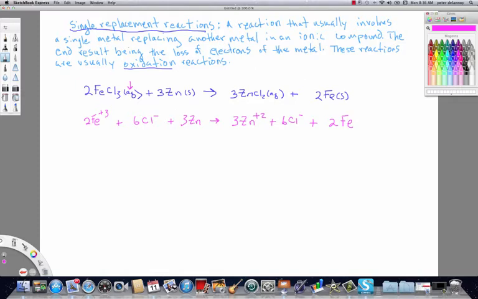Now, if you look closely at what we've got here, we see the Cl minuses actually appear on both sides of my arrow, and when we write a net ionic equation, what we want to do is cancel out the things that appear on both sides of the equation, and so that means that the Cl minuses are going to cancel out, and we call these spectator ions, the Cl minuses. And that leaves us with what we call our net ionic equation.